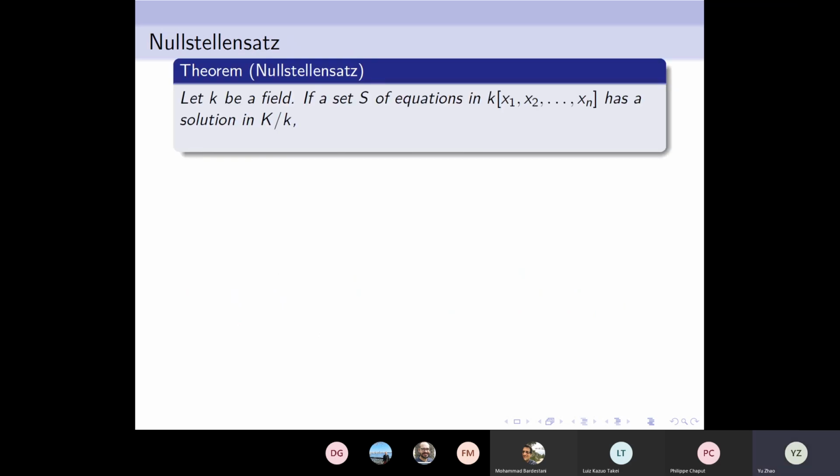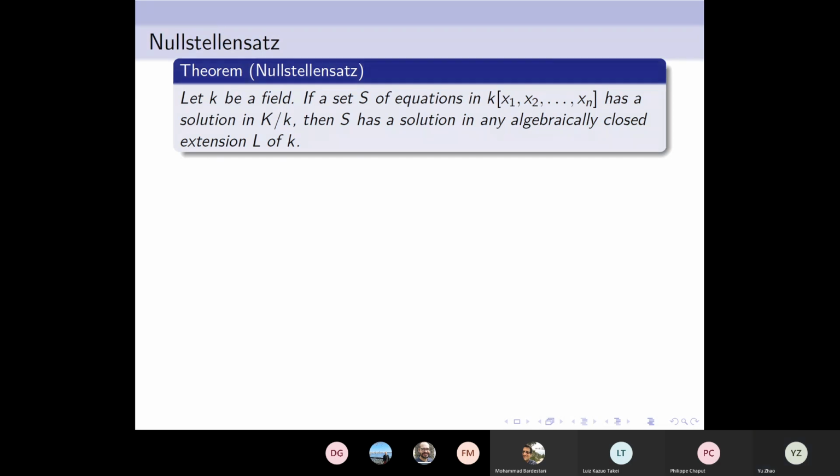Now here is the Nullstellensatz. Let k be a field. If a set S of equations in the polynomial ring over k has a solution in some field extension K over k, then S has a solution in any algebraically closed extension L of k. Basically that's the Nullstellensatz. I'm going to explain if it's not clear.